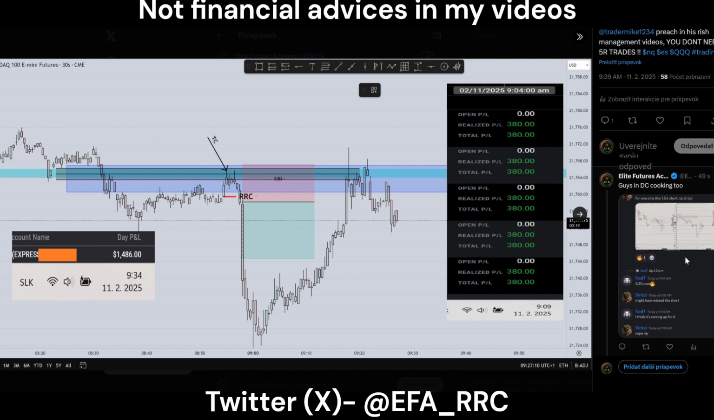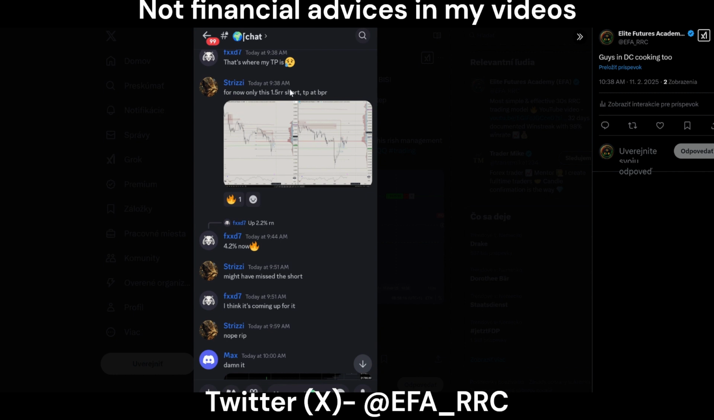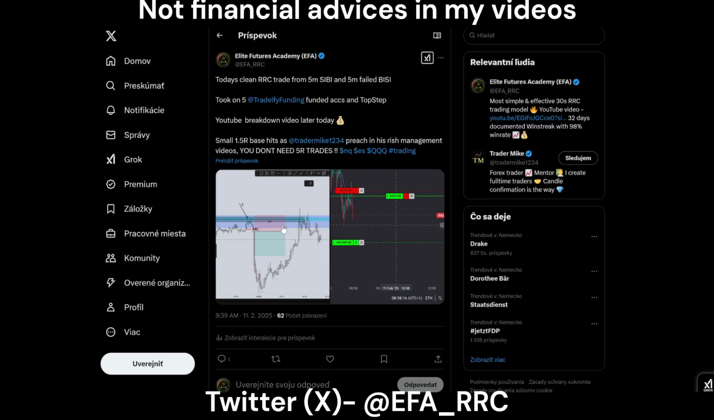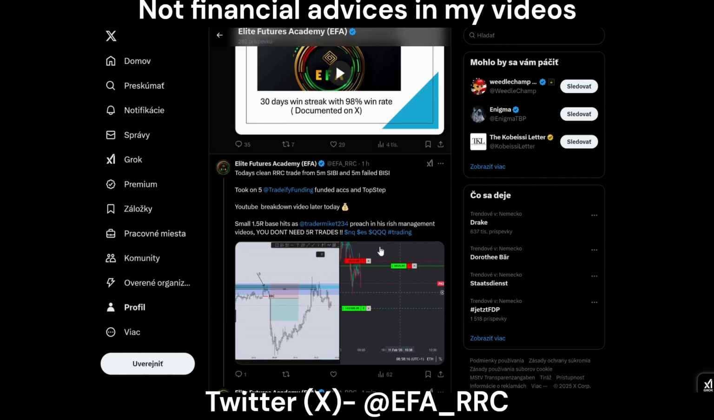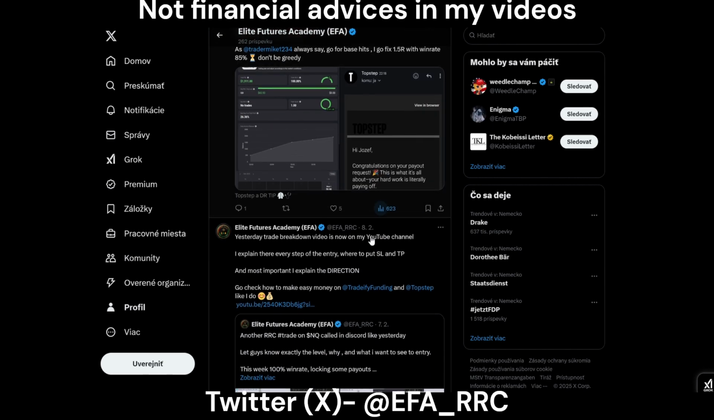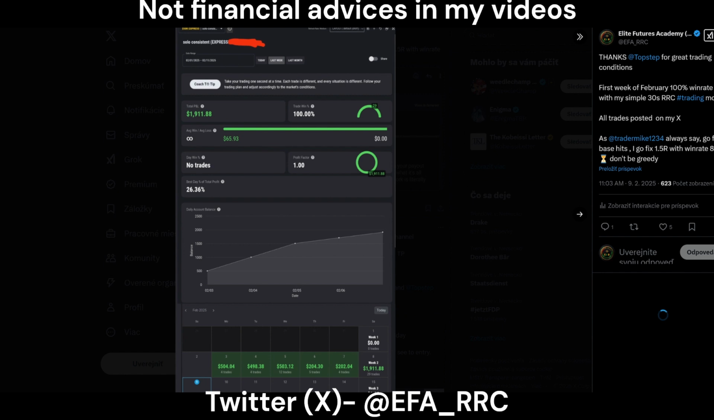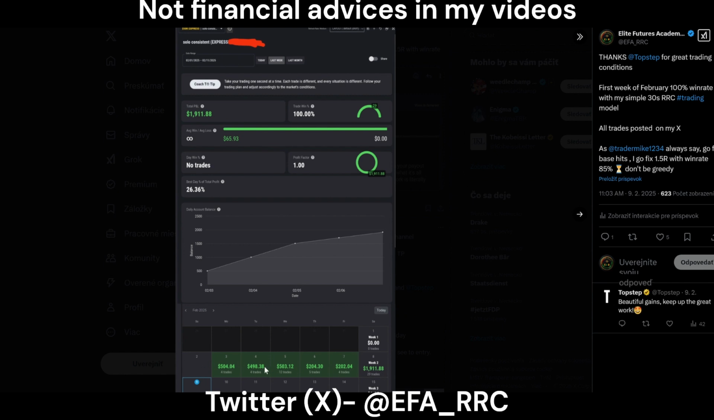Here is also guys in the Discord making nice profits today. 1.5 R short, and FXD7 is up 4.2% on giveaway account. Then it was really good. February starts really good. Last week I had 100% win rate with the RRC model. You can see here is the report from last week on one of my top step accounts. Also all trades were posted on my Twitter profile. You can see everything there on my Twitter.